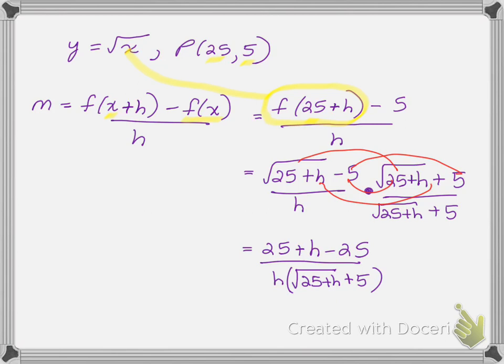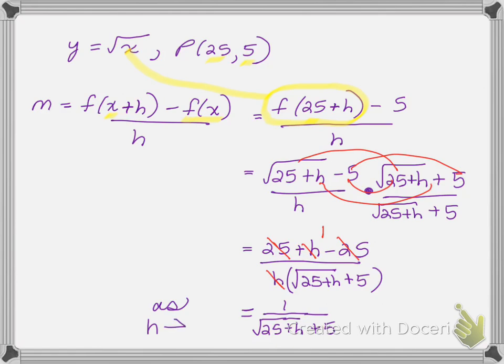In the numerator, we see that the 25s subtract out, and the h's divide out, leaving us with just 1. So our final quantity would be 1 all over the square root of 25 plus h plus 5. And now we're all set to let h approach 0.